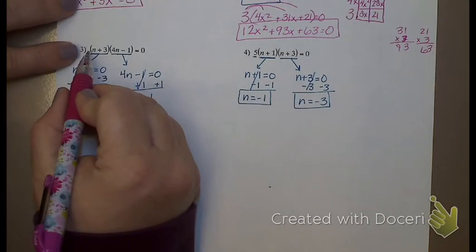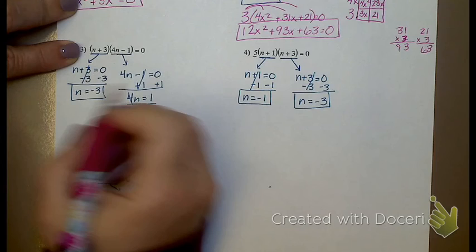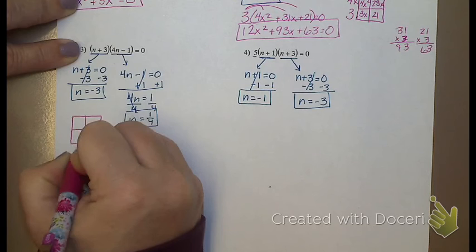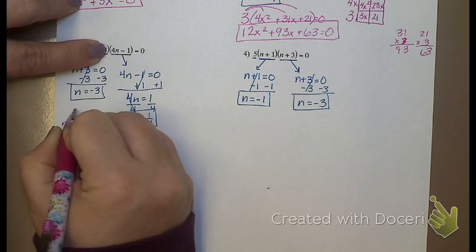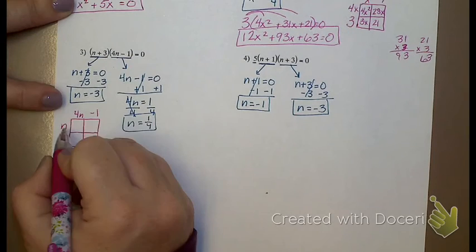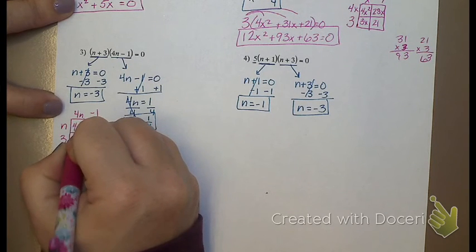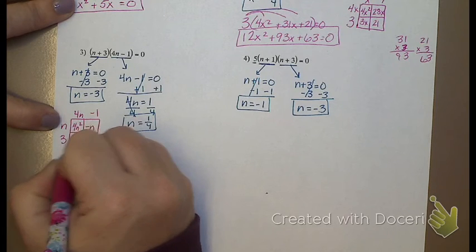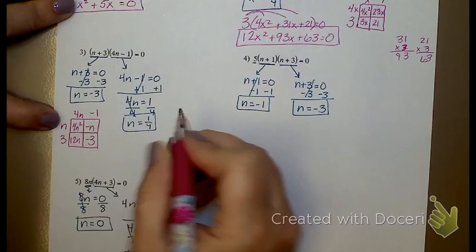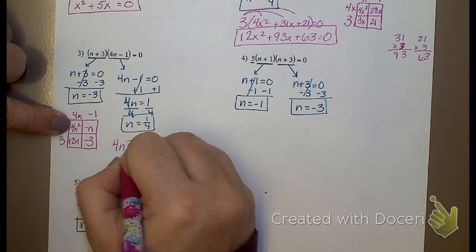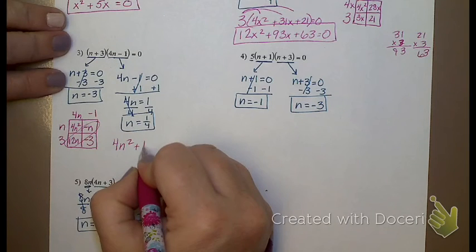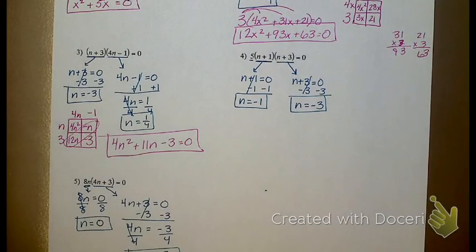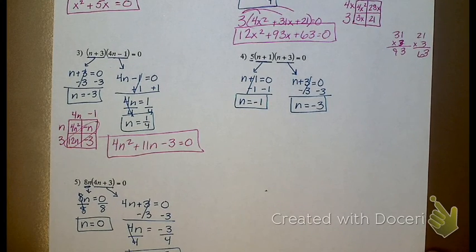So let's go on to number 3. Number 3, there is no number out front to distribute, so I just need to do my box. So I'm going to write my 2 by 2 box. I have n and 3 and 4n minus 1. So n times 4n is 4n squared. N times negative 1 is negative n. 3 times 4n is 12n. And 3 times negative 1 is negative 3. So I think I have 4n squared plus 11n minus 3. And don't forget the equals 0. Hopefully this is a piece of cake for you.